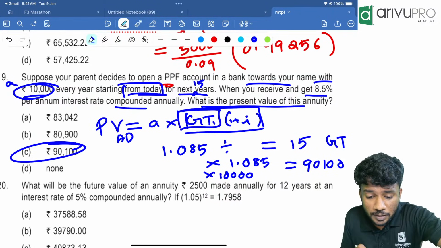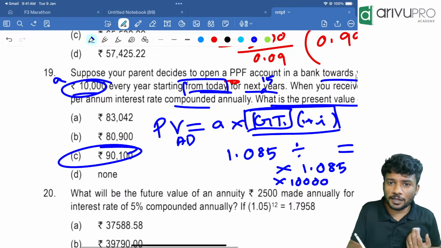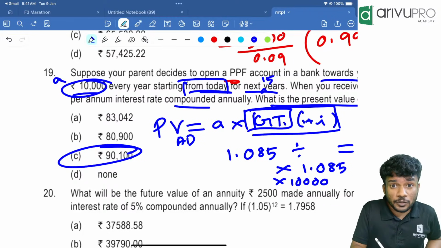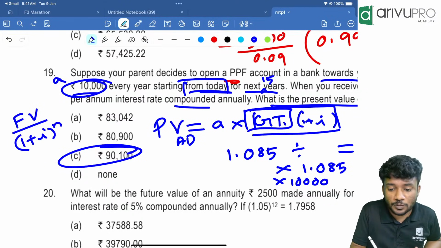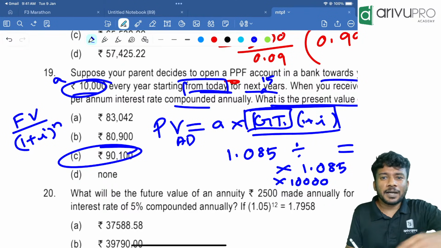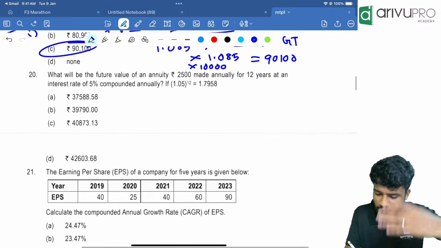So how to calculate without the GT button? You should use the formula of present value. What is the formula for present value? You can either use the normal formula, future value divided by (1 plus i) the whole raised to n, or you can use the minimized formula which we have discussed in the marathon. You can check that once. That way you can solve it.